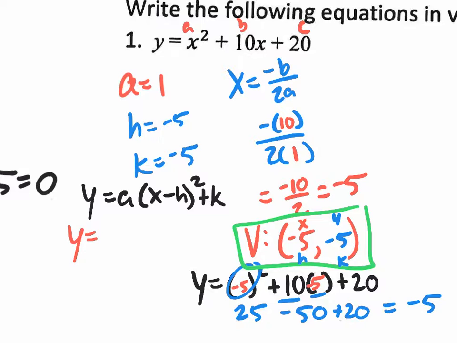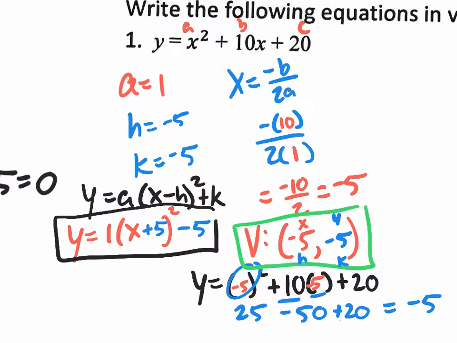Y equals a, which is 1. I don't need to put the 1, I could if I want to. X minus h, that'd be x minus negative 5, which ends up being a plus 5. Close parentheses squared plus k, and we know k is negative 5. So ladies and gentlemen, we are done.